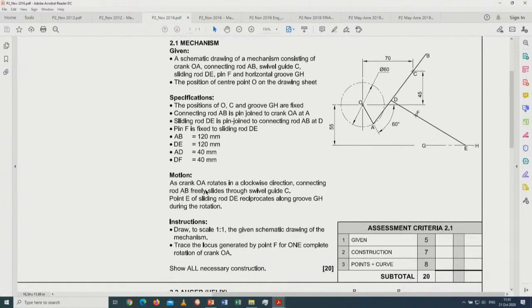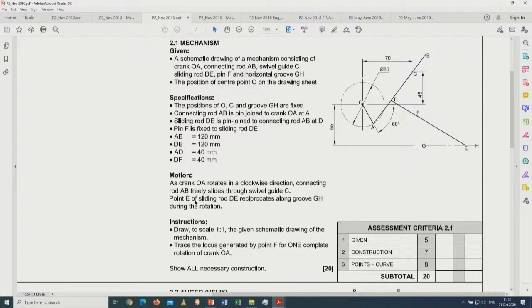Right. The motion: the crank OA rotates clockwise. It could have been anti-clockwise as well; it has no effect on that. But in this case, clockwise for the numbering direction. Connecting rod AB freely slides through swivel guide C. So it's freely sliding through that point, pushing outwards and pulling inwards and so on.